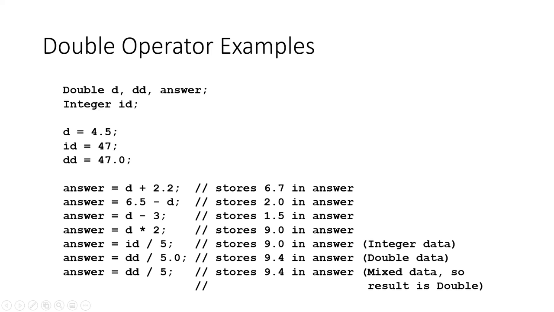Now, id divided by 5 would be 47 slash 5, but that's an integer divided by an integer, so there is no 0.4 part here. It's just the integer quotient. But dd, 47.0 divided by 5.0, that's a double divided by a double, and so I actually do the division. It's 9 and 2/5 or 9.4. And then if I have a double divided by an integer, it also gives me the result as a double.